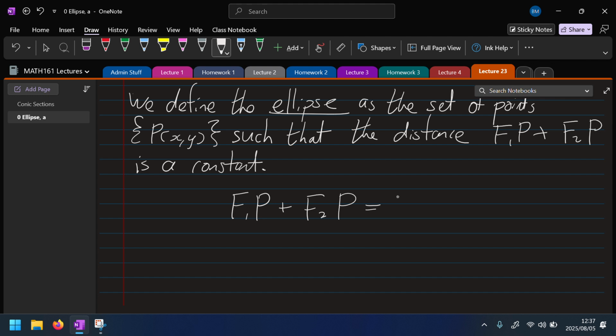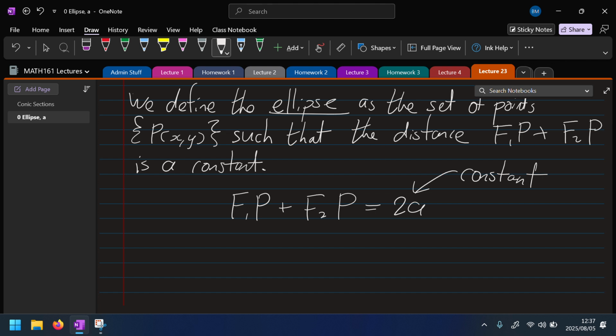We're going to say this is equal to 2 times A. The 2 is just to make the equation look nice. You can call it A if you want, but if we call it 2A, it helps neaten things up at the end. But altogether, this is a constant.